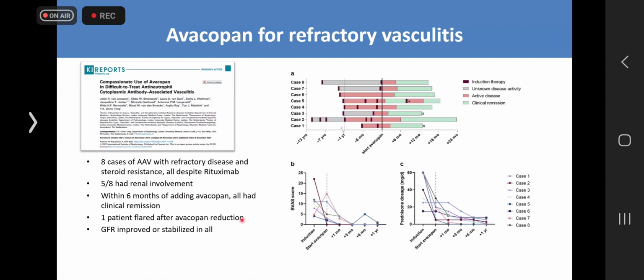All patients had a clinical remission after starting avacopan within 6 months. One patient flared after the medication was reduced, not stopped, but reduced, but all of them saw an improvement in GFR. And what you can see here are the BVAS scores, which are going down over time for the 8 patients. The required prednisone dosage is going down over time as well. And you can see that their clinical course is summarized here, and in green is clinical remission. You can see that here's 6 months, they're all going into clinical remission. This is the patient who then has a flare of disease, but returns into remission after the dose is increased. So this is a small case series, only 8 patients, but these are particularly hard patients to treat, and so it's worth considering this as an option.